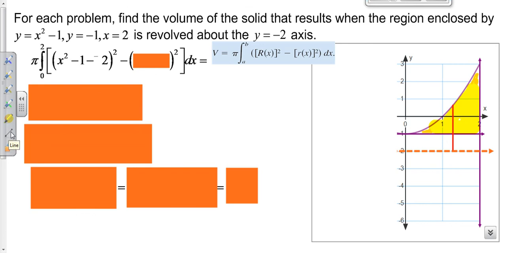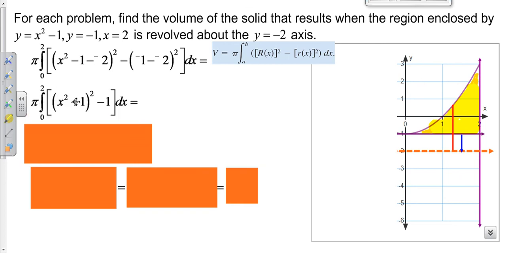Then we got to go ahead and look at the inner radius. Inner radius would be this right here. So we got to go what's on top, which is our -1, minus what's on the bottom, which is our axis of revolution of -2. Then we can go ahead and do a little bit of simplifying here because we're really adding 2, which gives us an x squared plus 1, all squared. And then we get a +1 here, all squared, which is just 1.